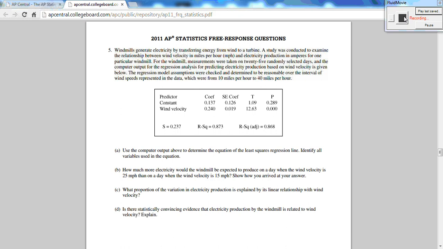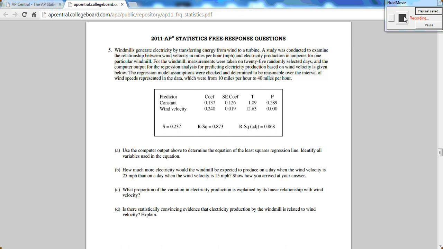It says to identify all variables used in the equation. Again, there's only 2 of them: electricity production, which is measured in amps, and wind velocity, which is measured in miles per hour, and that's it. Now it says how much more electricity would the windmill be expected to produce on a day when the wind velocity is 25 miles per hour than on a day when the wind velocity is 15 miles per hour.